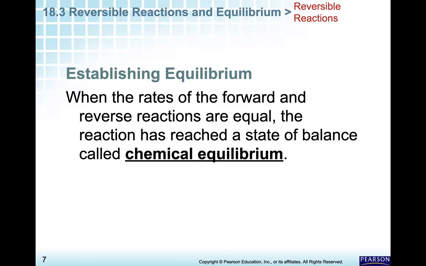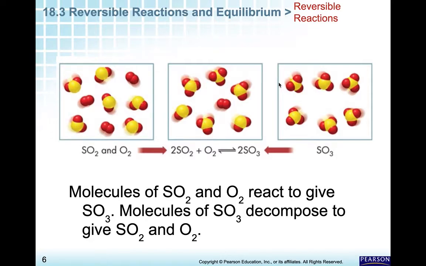When the rates of the forward and the reverse reactions equal out, we've reached a state of balance known as chemical equilibrium. Let me go back to that picture for one second to talk about this. So we've reached what's called dynamic equilibrium. Reaction is still happening. We still have SO2 and O2 making SO3. But since at the same time and at the same rate we have SO3 decomposing to make SO2 and O2, we wouldn't see any change in the total number of any of these substances.